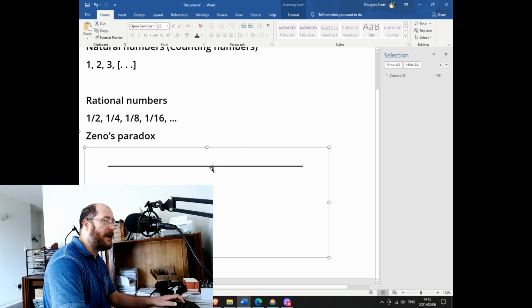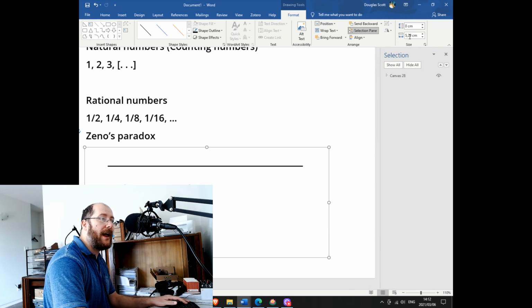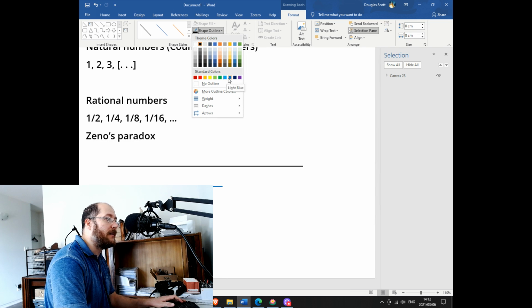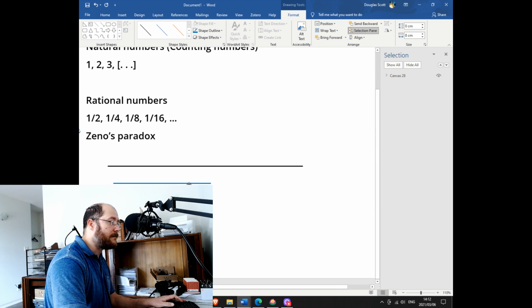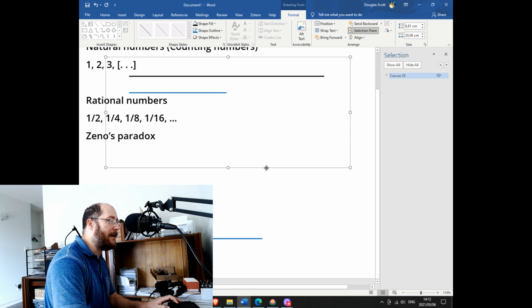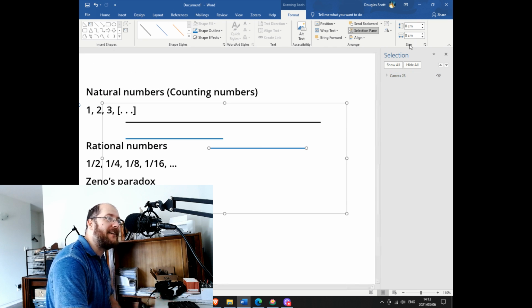Okay, so we had a line here that is 16. So we're going to make this one 8. So that's half of the full length. There we go. And let's give it a different color there. Okay. Now where did you put my line? Okay. I'm just going to draw everything up here just because for some reason Word likes to put things there. I don't know why. It just does it. Okay. So anyway, here we go.